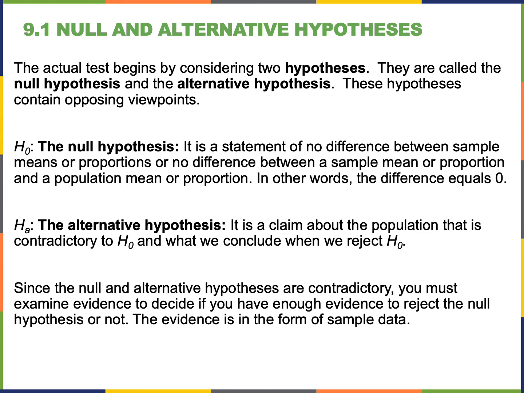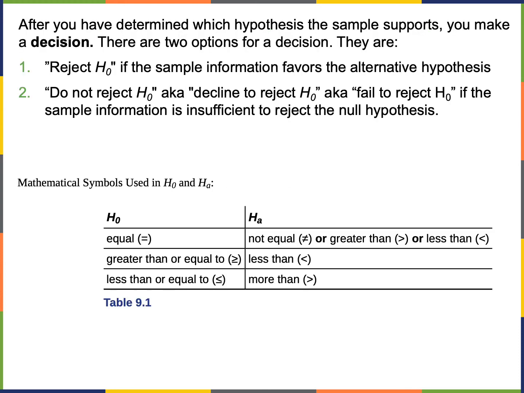So since they're contradictory hypotheses, we need to examine the evidence to see if we can reject it or not. And this comes in the form of sample data. Okay, so after we determine, either the data is going to support the null or the alternative, okay? If you're trying to show the alternative, then you want to reject the null hypothesis. And if we want to basically support the null, we fail to reject it.